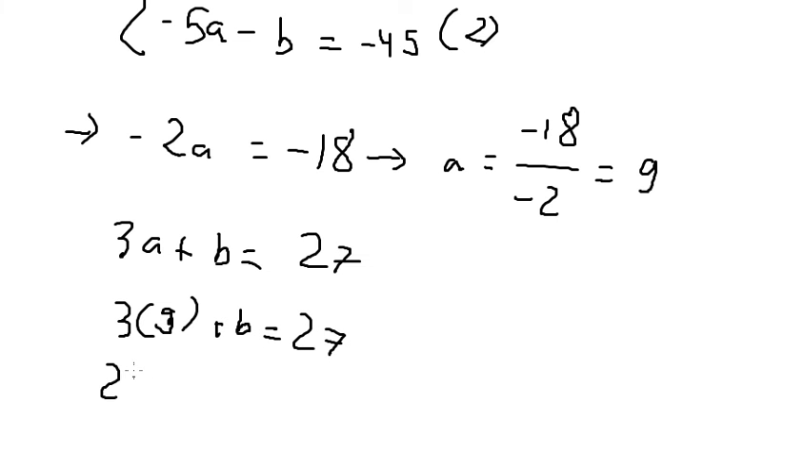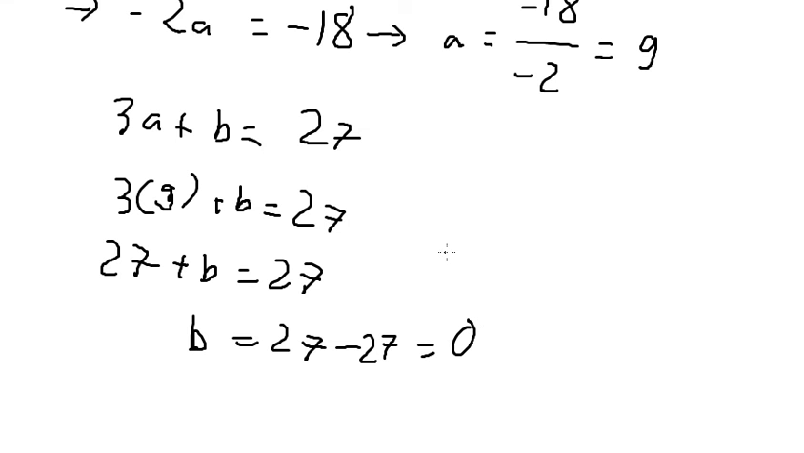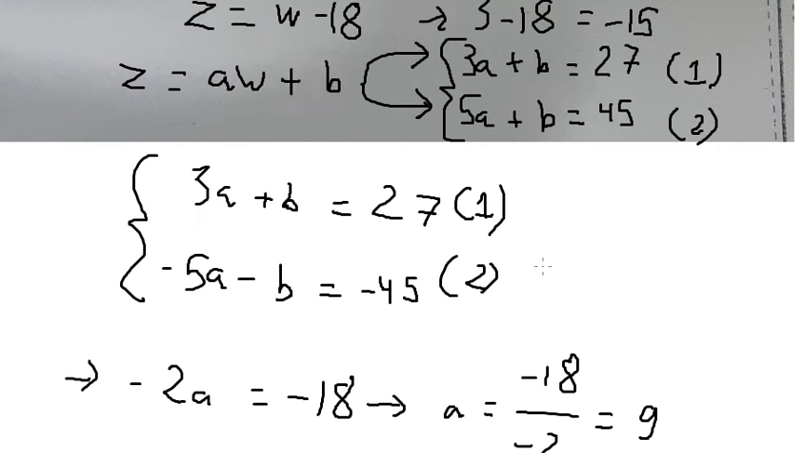This one we got about 27. 27 we put in here. And we got about 0. So a equal to negative number 9, b equal to number 0. So we return back to this equation in here.